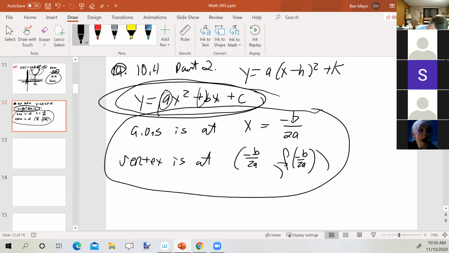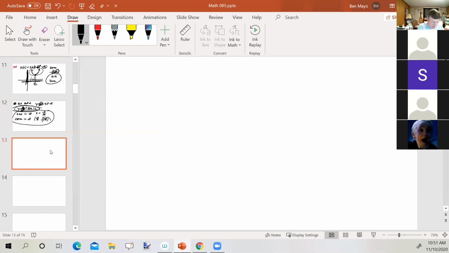Okay, this a is the same as that a. If a is positive, it opens up. If a is negative, it opens down. All right, so we're going to take a look now at some problems using those pieces of information.